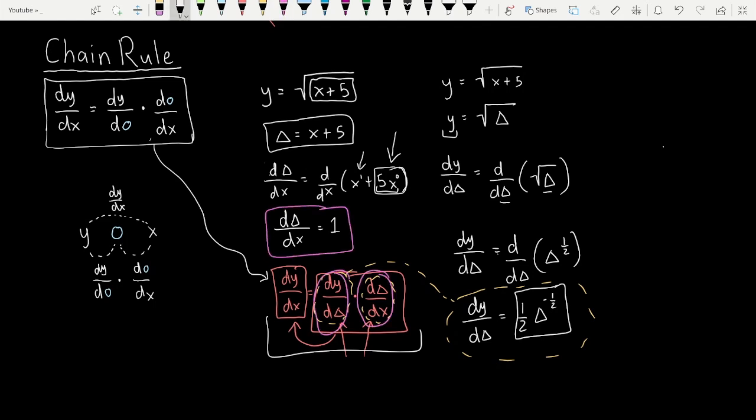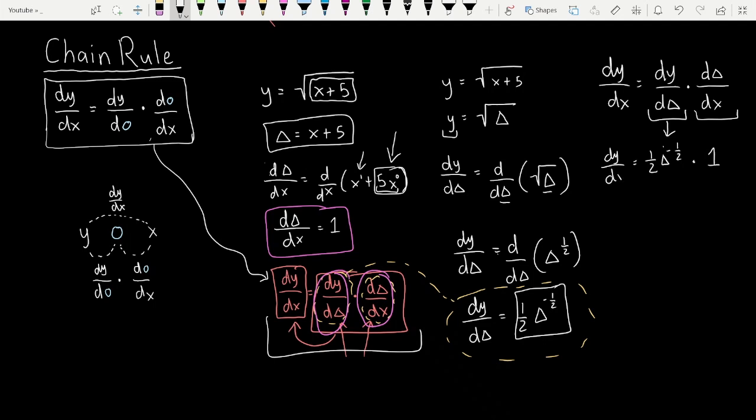And now you can say, well, my dy by dx is equal to this dy with respect to this d triangle, multiplied with this d triangle with respect to dx. And you know what both of these things are. This thing is basically 1 by 2 triangle minus 1 by 2, and this thing is just 1. And of course you have your dy by dx over here. Now you can simplify this, and you will just get 1 by 2 triangle minus 1 by 2.